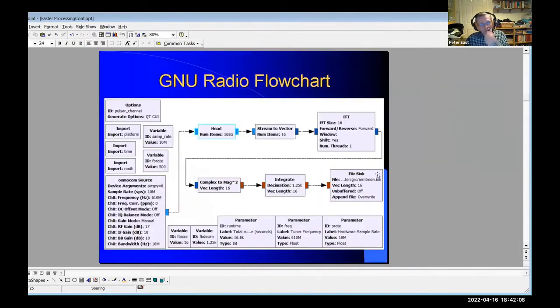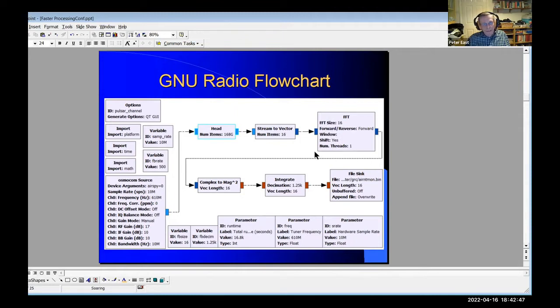This is the GNU Radio flowchart, which I stole from Marcus. There's the Osmocom source box, which controls the AirSpy, and that feeds into this head unit, which controls the number of samples that the receiver takes. And here it's 168 gigasamples of I/Q. It turns that data into 16-bit blocks to feed into the 16-point FFT.